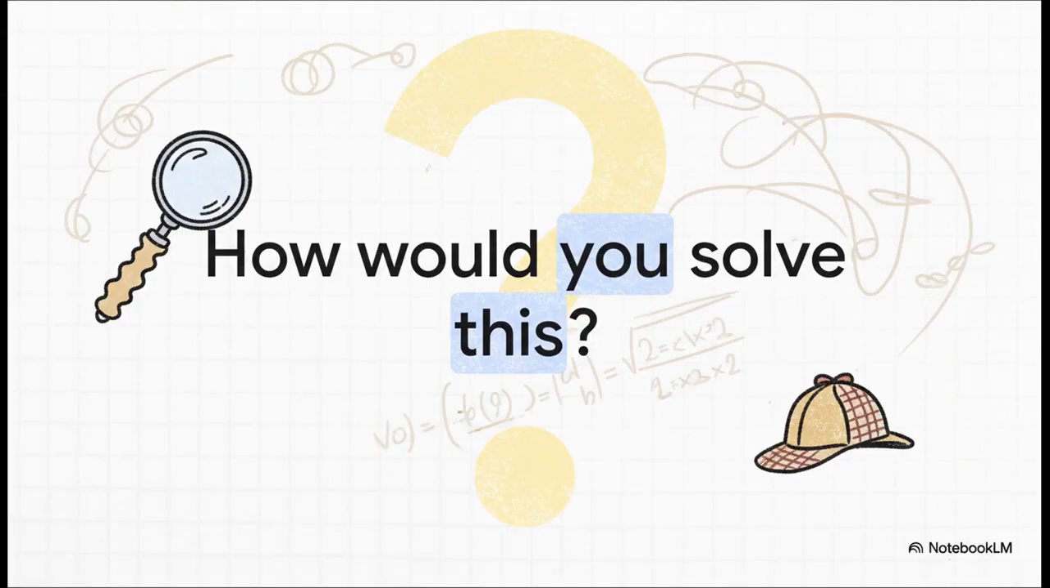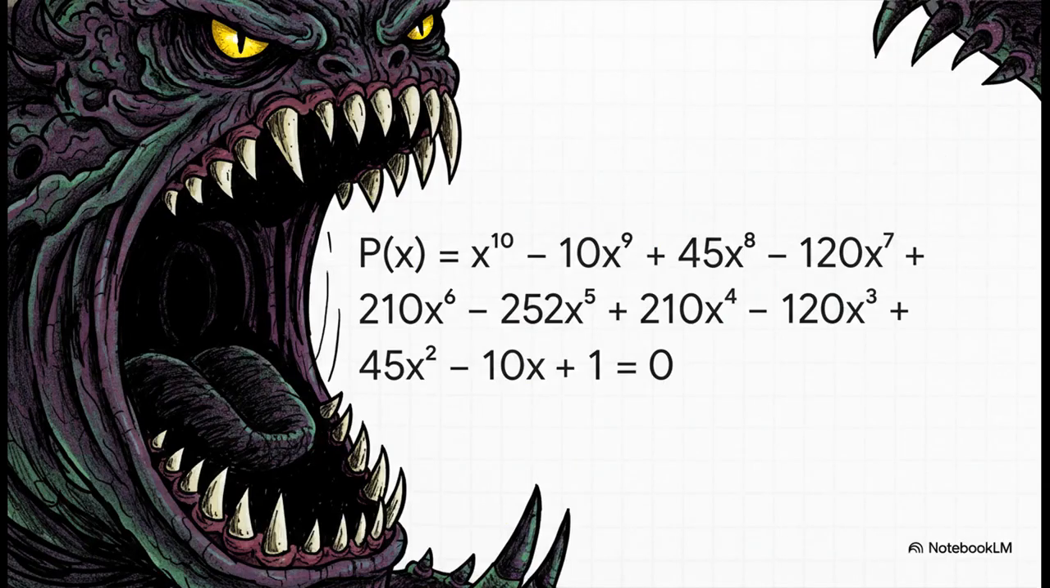So just imagine for a second, you're the detective, and this thing lands on your desk. I mean, where would you even begin? And there it is, our mathematical monster. It's a 10th degree polynomial with 11 different terms. It's long, it's messy, and trying to solve it with the usual methods, that would be an absolute nightmare.